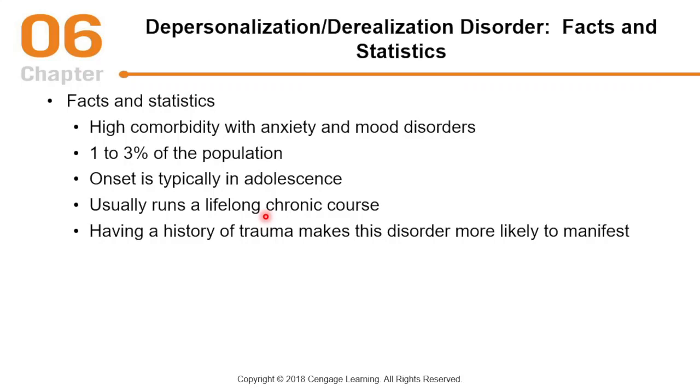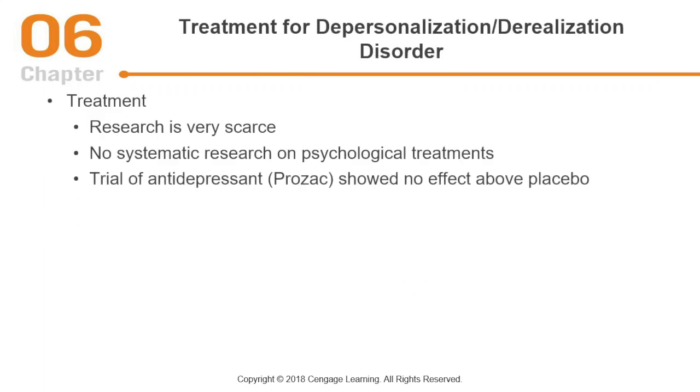The onset is usually during the adolescence and usually runs a lifelong chronic course. So, it can be maintained by medications, but if you stop with the medication, it can relapse. And also having a history of trauma makes the disorder more likely to manifest. So, mas mataas ang risk factor mo if you have childhood trauma or a very neglected childhood.